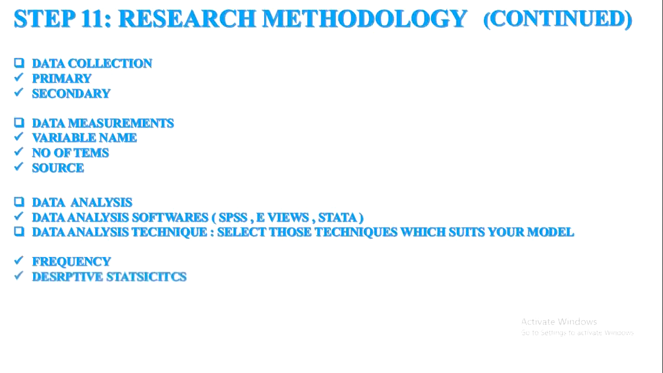Then comes your descriptive statistics, in which you find mean, mode, median, and standard deviation of the data you have collected. Then comes your reliability. In reliability, you want to know whether the data you have collected is reliable for your research or not. Then comes your correlation. In correlation, you see whether the relationship between your independent and dependent variable is positive or negative, and how weak or how strong it is. Then there is regression analysis.